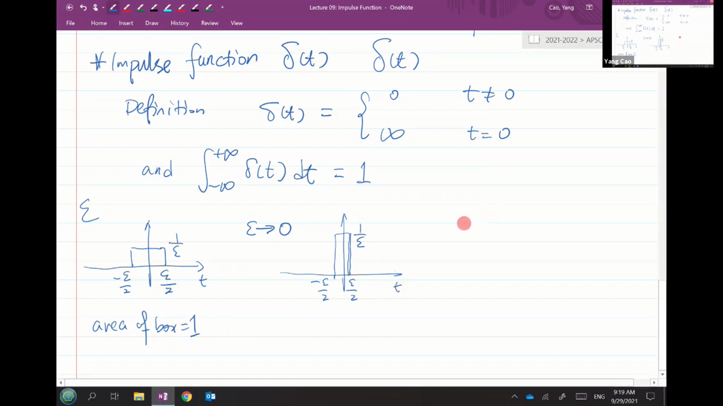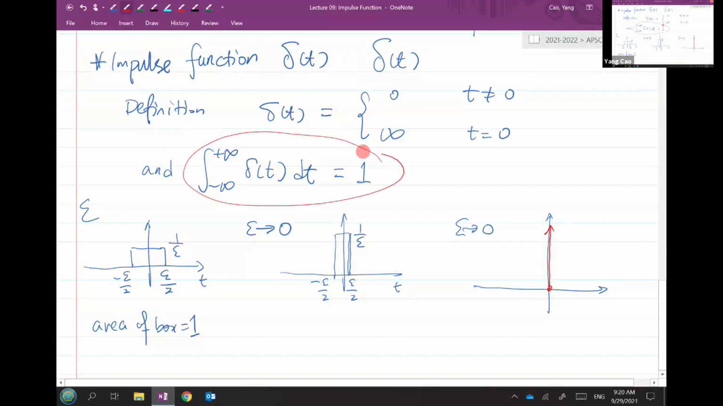So what happens if epsilon becomes so small that it approaches the limit of 0? Then literally you won't be able to see the two edges anymore, and the box becomes essentially infinite. However, because this is a limit concept, what is the area of the box? It's still 1. So you don't see a box anymore; you just see an infinite bar there. But in your head, you still visualize a little bit of box there, giving a total area of 1. That's basically what the delta function, the impulse function, is.